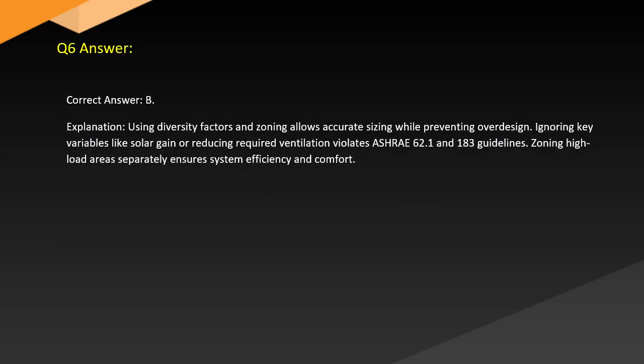Answer. Correct answer: B. Explanation. Using diversity factors and zoning allows accurate sizing while preventing over-design. Ignoring key variables like solar gain or reducing required ventilation violates ASHRAE 62.1 and 183 guidelines. Zoning high-load areas separately ensures system efficiency and comfort.